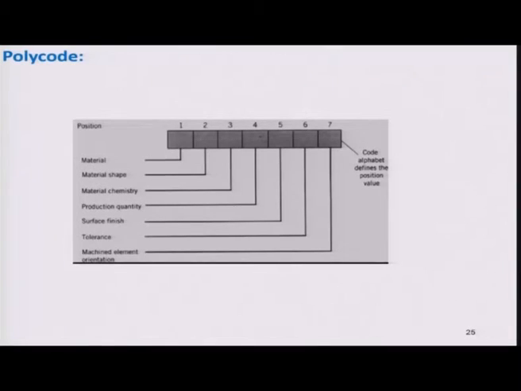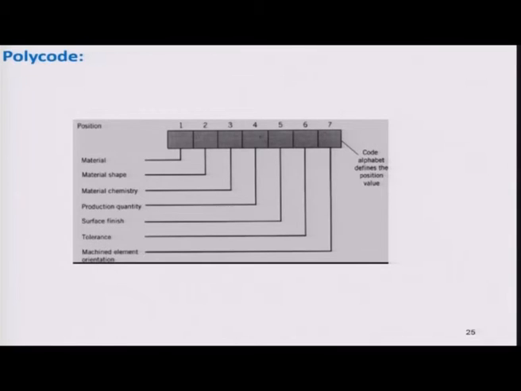Okay, so with polycode, suppose one part has to travel through four operations, and each operation signifies one code. A worker who does not belong to that workshop, if you provide a coding sheet to him, can understand that this code signifies this operation, so this part can be processed in this manner. Here I am going to give one example.